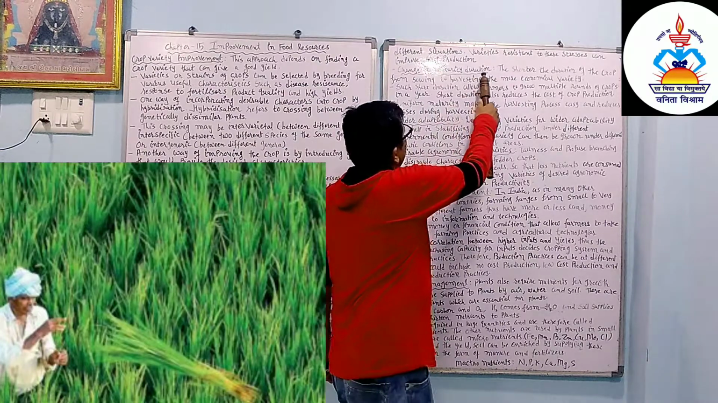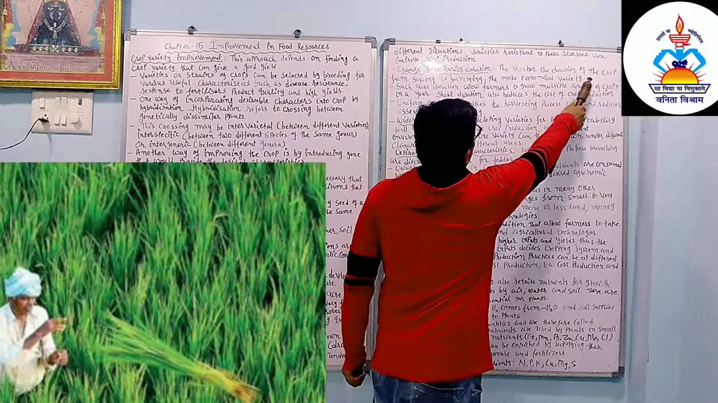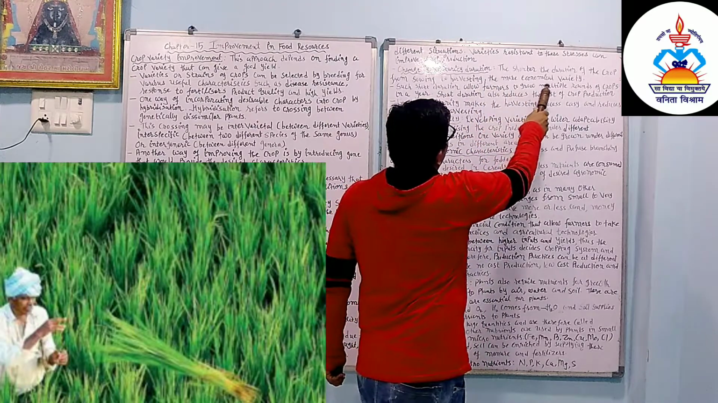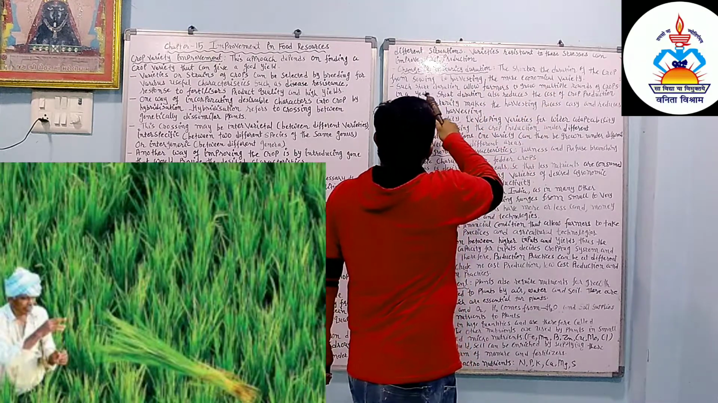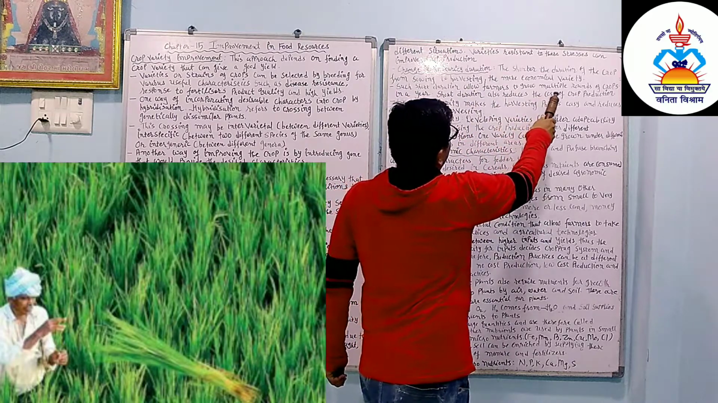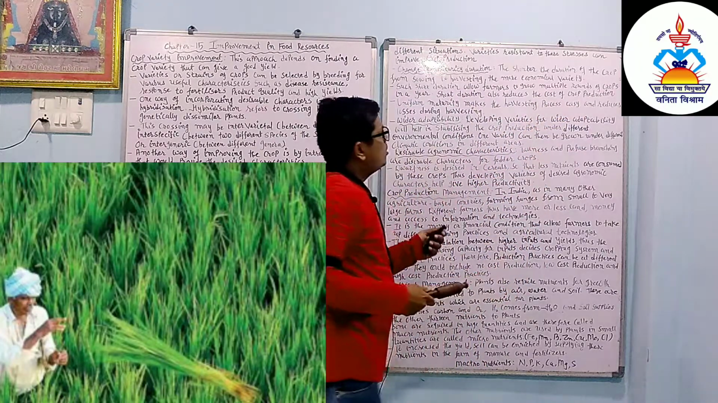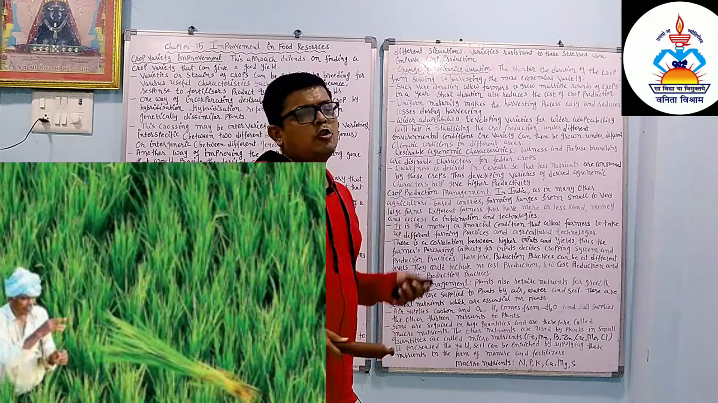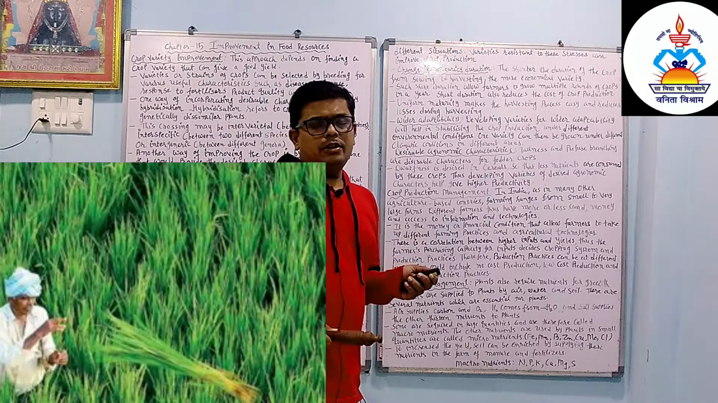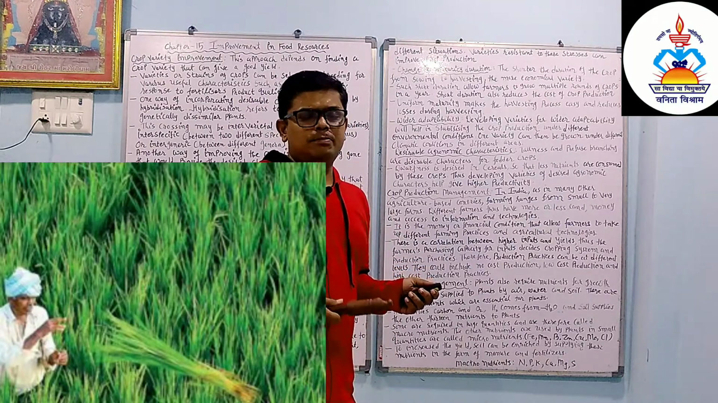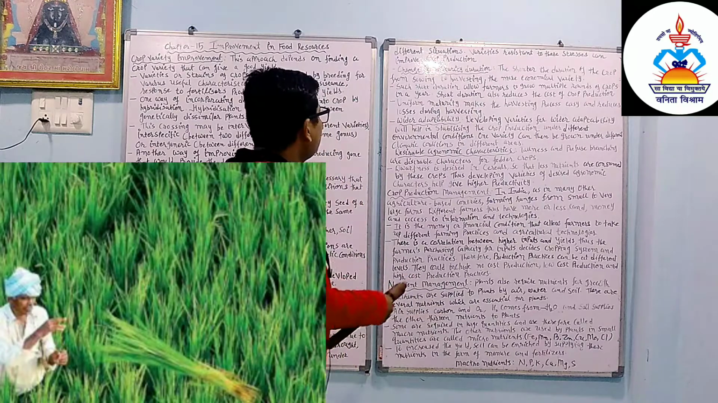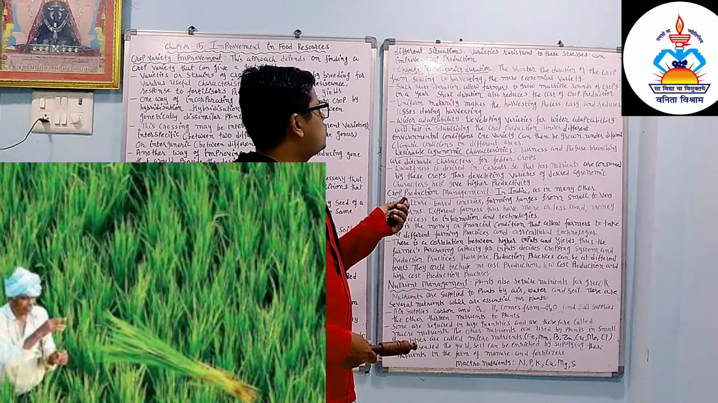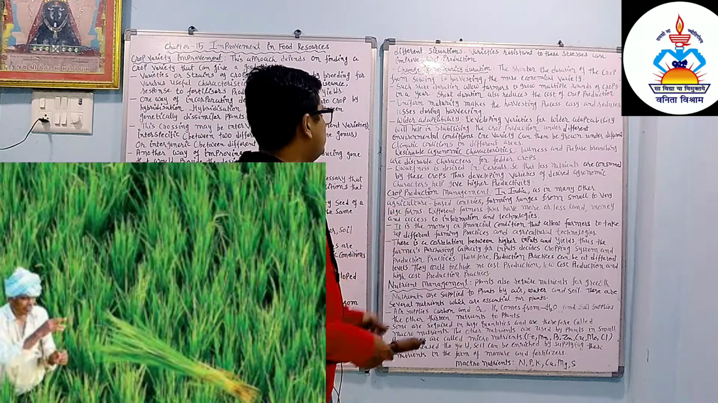Change in maturity duration. The shorter the duration of the crop from sowing to harvesting, the more economical the variety. Such short duration allows the farmer to grow multiple rounds of crops. Why? Because we can take a number of crops per year. Short duration also reduces the cost of crop production.